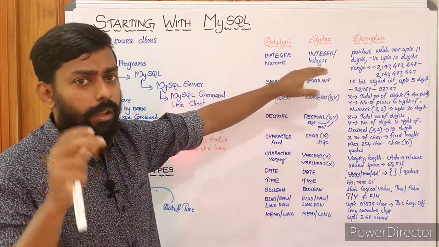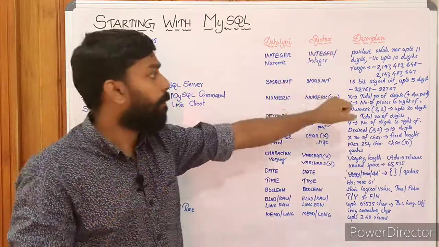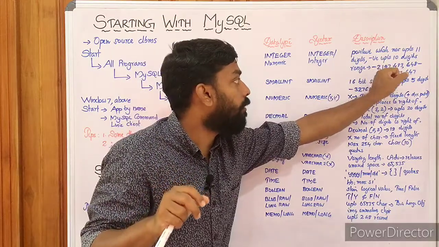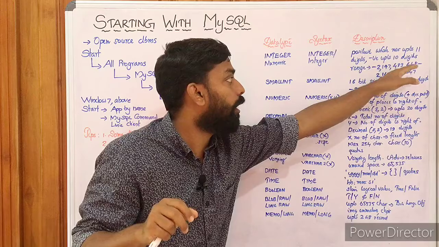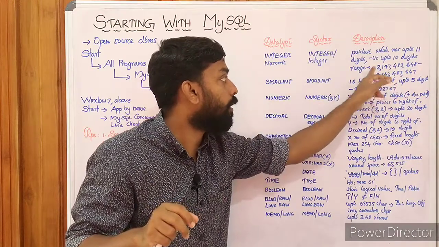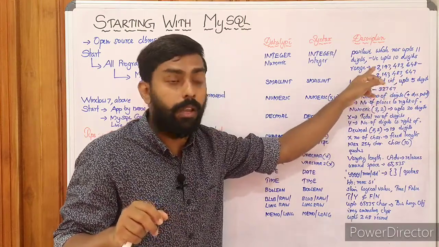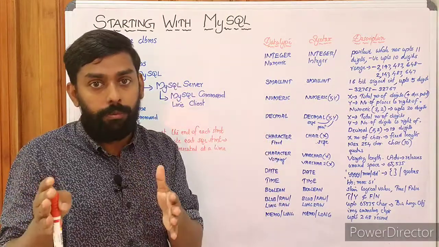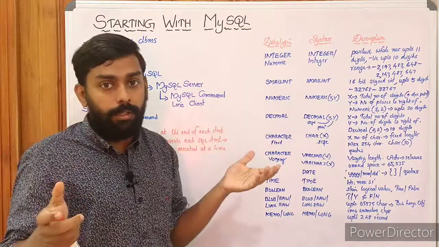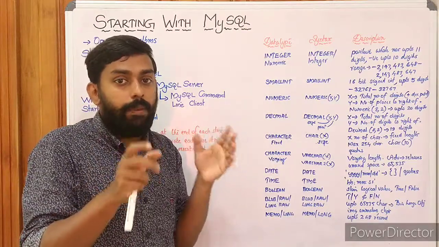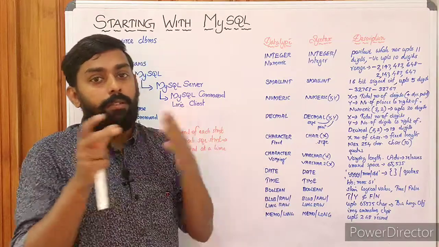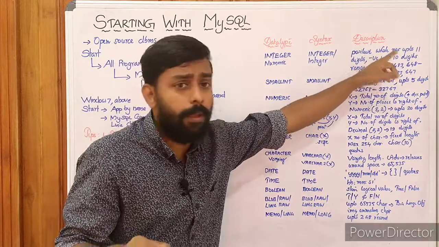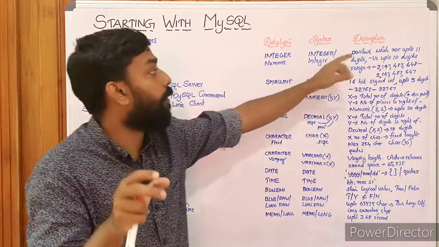And here is the range of integer values. You can see it is a very big number: minus 2,147,483,648 to positive. That means a range from a negative value to a positive value. So here it's about integer. The data type is integer, either in uppercase or in lowercase. It supports such a big range: positive numbers up to 11 digits and negative up to 10 digits.